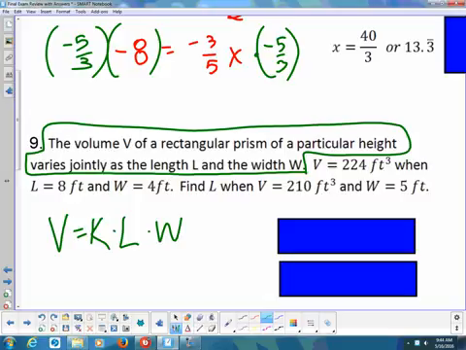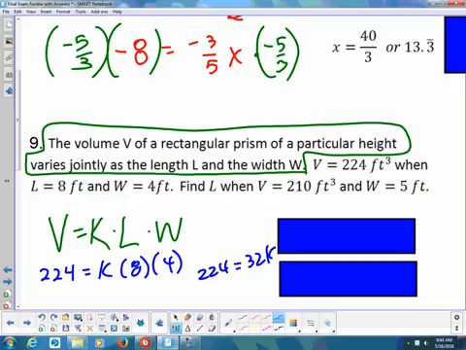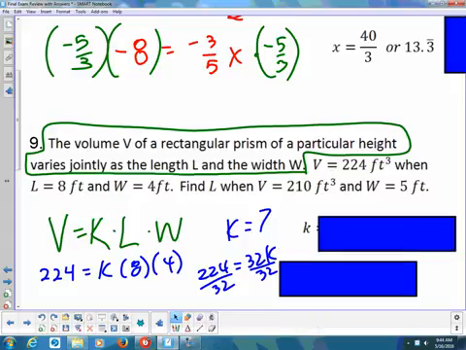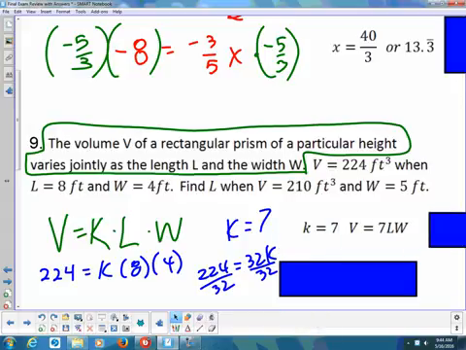All right, with this in mind, we're going to plug in what, where? It says V equals 224 cubic feet when the length is 8 and the width is 4. So, Jackie, what should I be plugging in? Okay, so that's 224 equals the, what, 32K? So I divide both sides by 32, and I get what for my K value? 7. All right, so my K value is 7. My model is going to be V equals 7 times L times W.